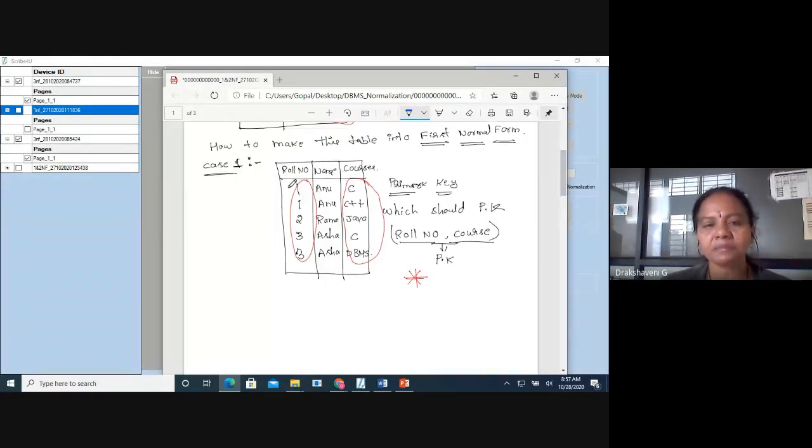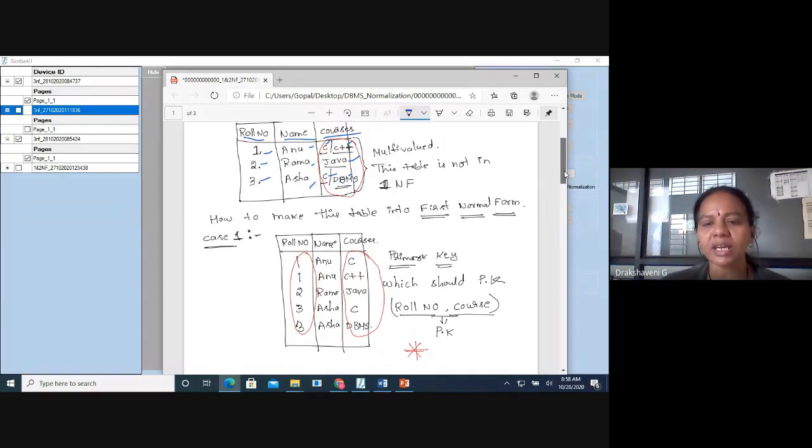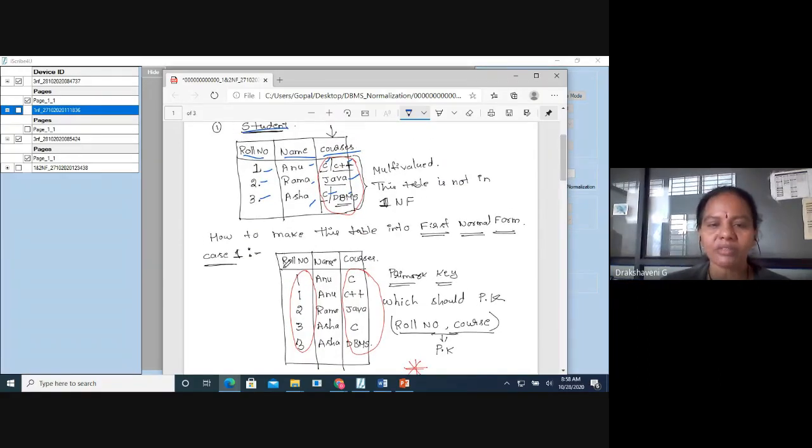So what was the first case we have? First let us take roll number, name, and course. Then we write 1 Anu C, then again 1 Anu C++. Then 2 Ram Java. Then 3 Asha C, then 3 Asha DBMS. And which one should I make as the primary key?